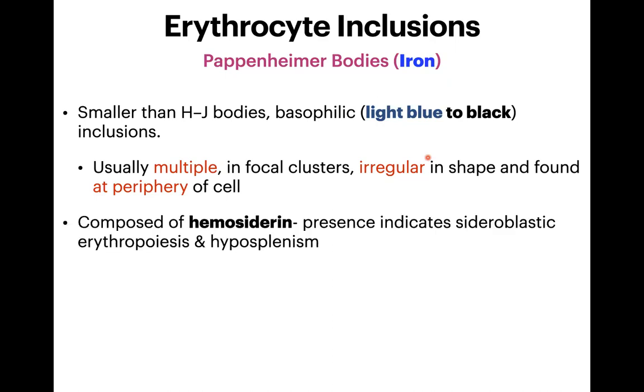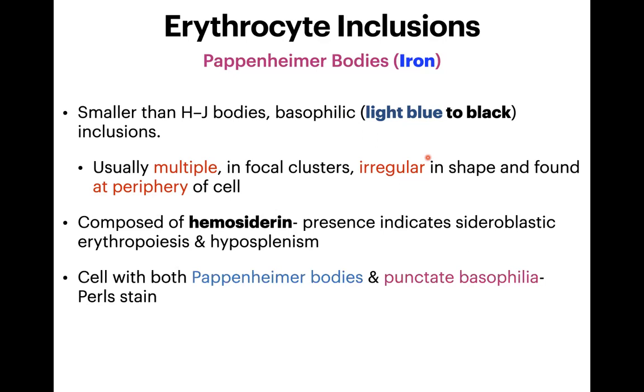They are composed of hemosiderin. So their presence indicates sideroblastic erythropoiesis as well as hyposplenism. So any inclusion that is there, spleen is there to remove it. And when the spleen is not there, you will find the increased number of these inclusions in your peripheral smear. So if a cell has both Pappenheimer bodies and punctate basophilia, then you can use Perls stain to differentiate them, because these Pappenheimer bodies are composed of iron.